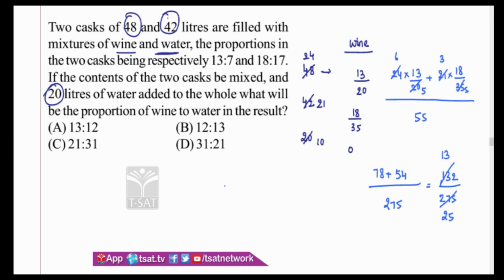So how much wine is there? Wine is 12 parts, therefore water is 13 parts. So wine and water in the ratio, this 11 12s, therefore wine is 12 parts, water is 13 parts. Wine is 12 parts, water is 13 parts. Answer is B. The moment you get it here, 12 parts is wine means the rest of the 13 parts will be water there.